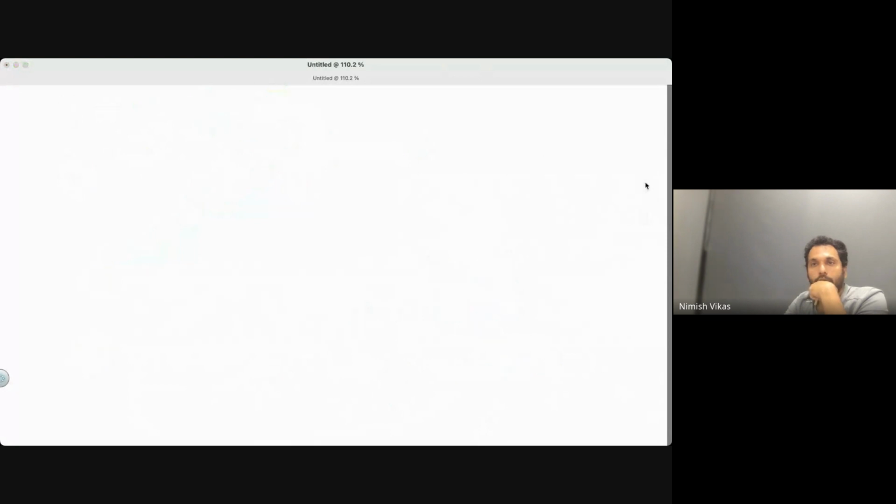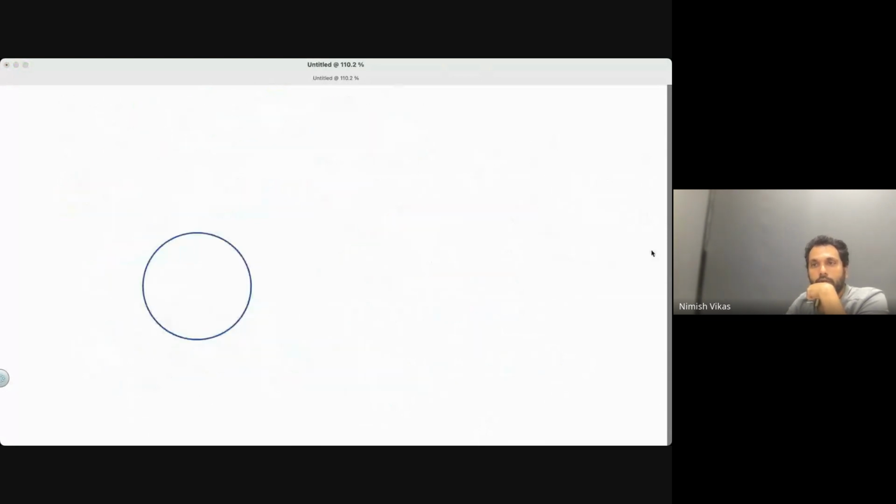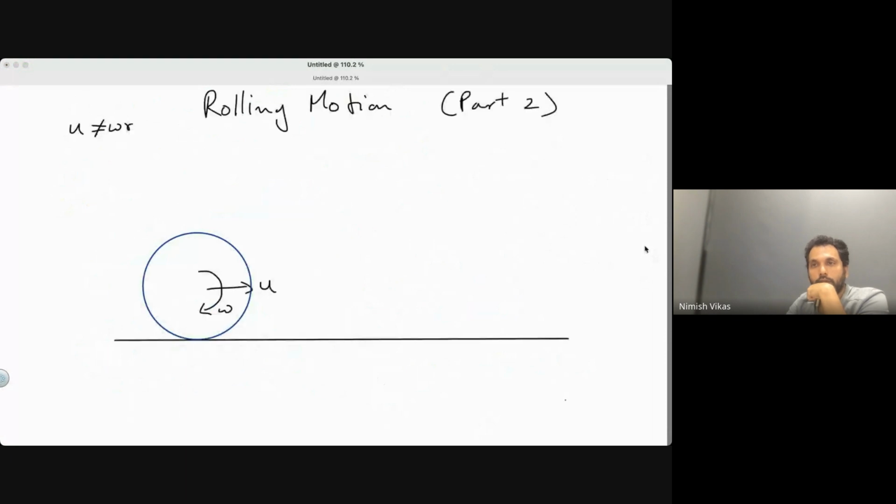Okay, then I'll go to the question now. So everybody knows, you understand what is angular momentum? So coming back to the question. That's your question.